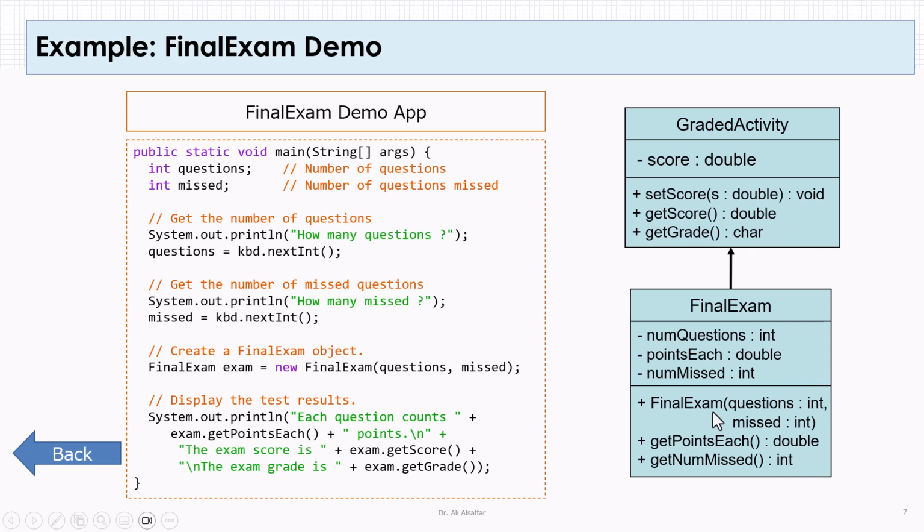So getScore is not defined in FinalExam, but it is inherited from GradedActivity, and this will print the score of the exam. Also, we are calling the getGrade method that is also inherited from GradedActivity, and this will print the letter grade according to the score.